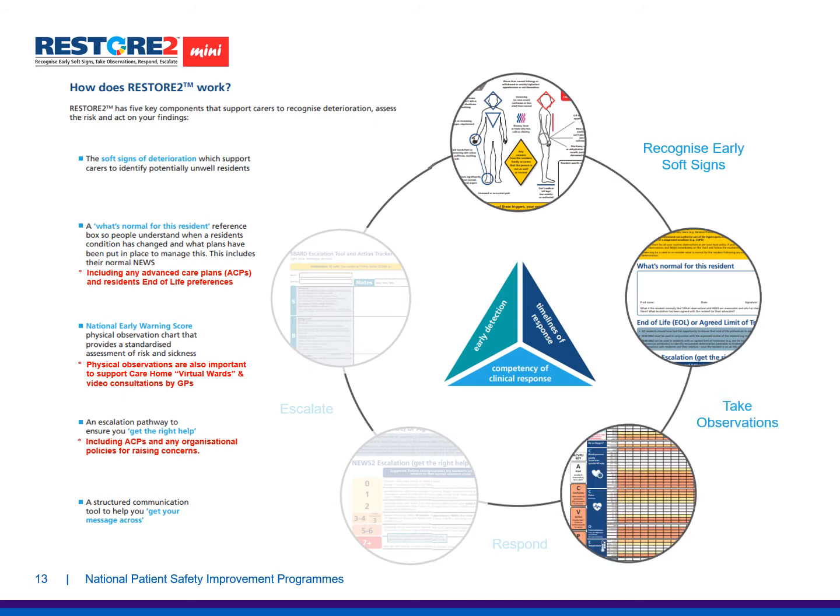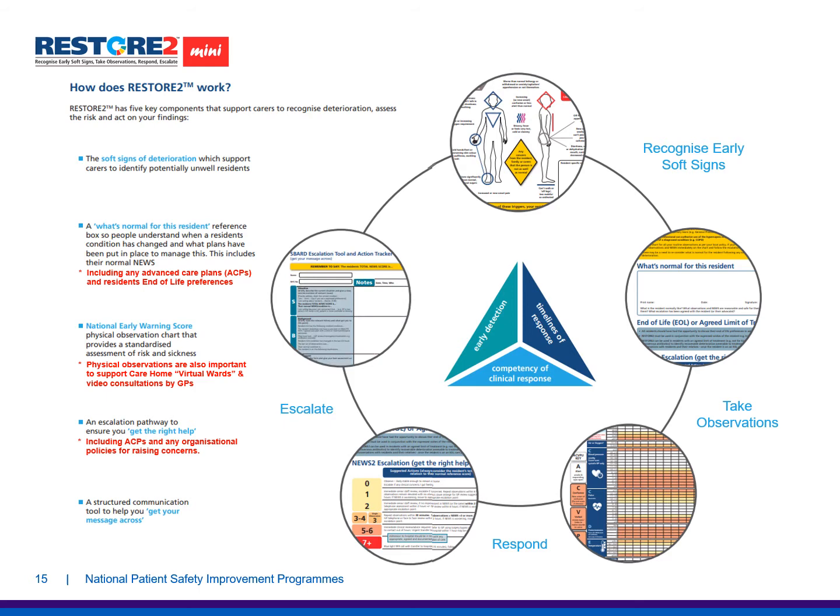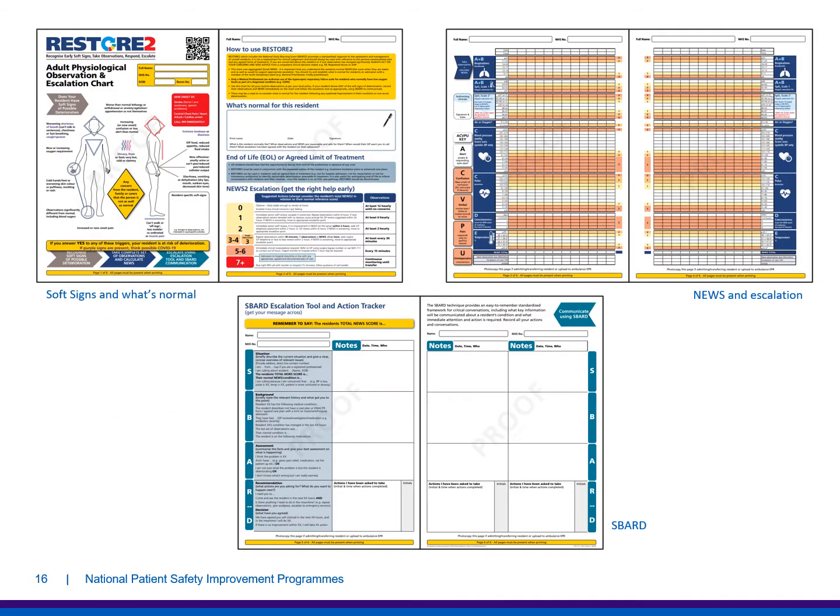With RESTORE2, we move on to taking observations, calculating a News score, and raising concerns using the SBARD escalation tool. And this is what RESTORE2 full looks like. 6 sides of A4. We've got soft signs and what's normal for the resident or client on the first couple of pages. Then there's the observation chart for the news score. And then there's the SBARD escalation tool and action tracker.